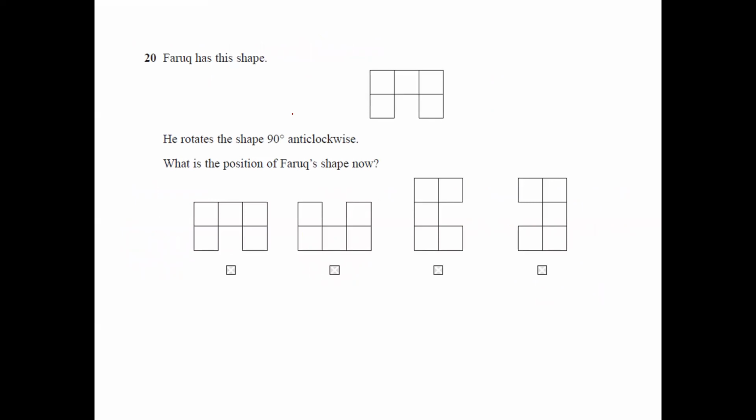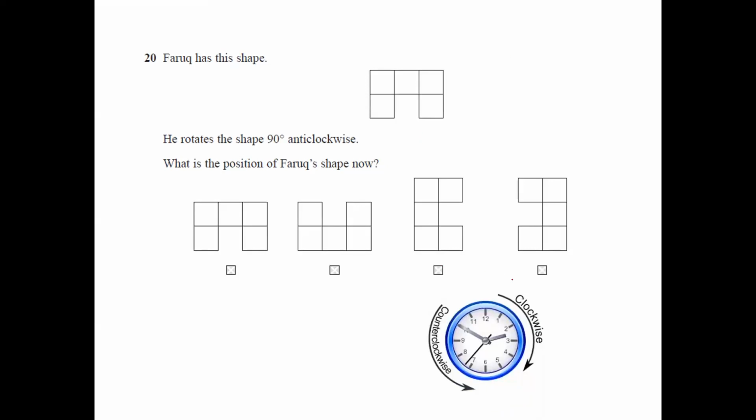The last question. Farooq has this shape. He rotates the shape 90 degrees anti-clockwise. Which is the position of Farooq's shape now? Now you know about 90 degrees very well. And let me explain what is anti-clockwise. If you take a clock, the clock is going this side. So that is clockwise. The other side is called anti-clockwise or counterclockwise.